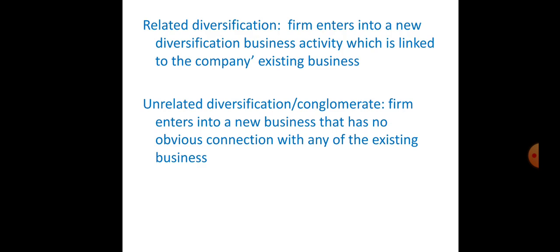Related diversification is when a firm enters into a new business activity which is linked to the company's existing business. Unrelated diversification, or conglomerate, is when a firm enters into a new business that has no obvious connection with any of the existing business. Here we have examples for the same.